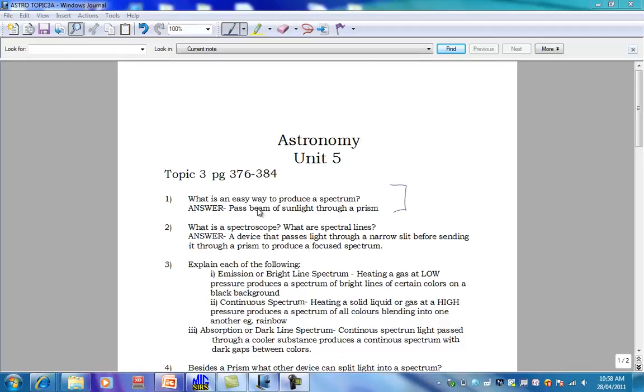Hi there, let's go over the answers to the topic 3 guiding questions. The first one wants us to know what the easiest way is to produce a spectrum.